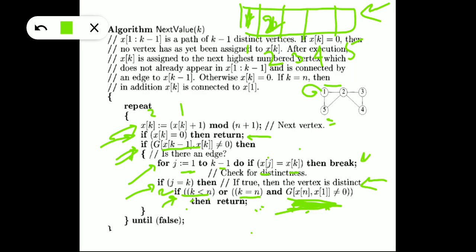Printing the result is done in the algorithm Hamiltonian. So once we are done with this next value algorithm, the control is going to jump back to the Hamiltonian algorithm, to a line wherein we check to see if k is equal to n. When this condition becomes true, there we have a for loop in which we simply write the list of vertices that we have already visited.